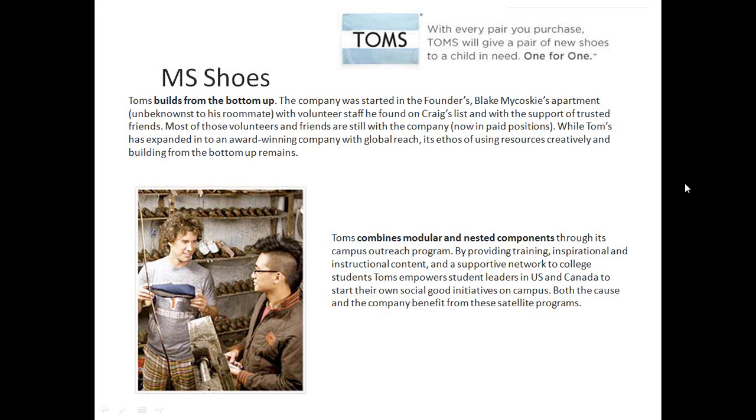And this is our human example. Tom's Shoes basically started from an all-volunteer staff. He started with himself, and then recruited people on Craigslist, and then those volunteers eventually became paid employees of Tom's. And Tom's is also combining modular and nested components by using college students as a training ground, training in doing social good along with their business promotion.